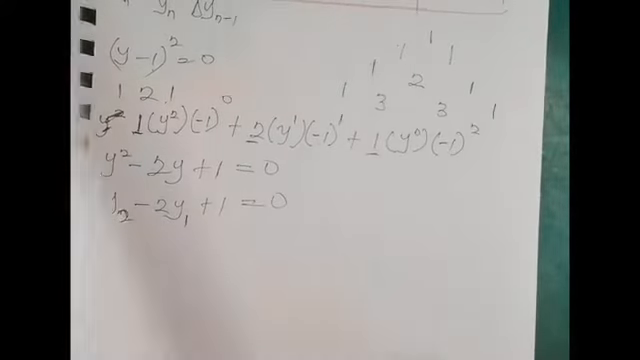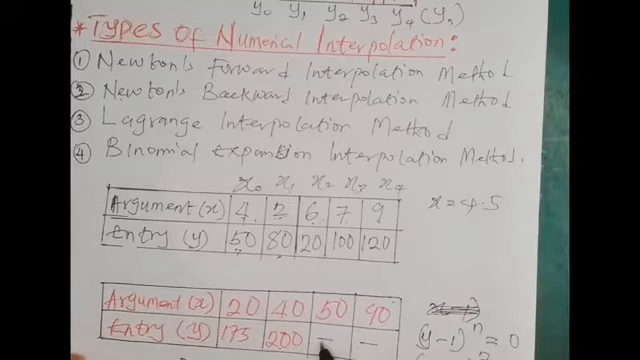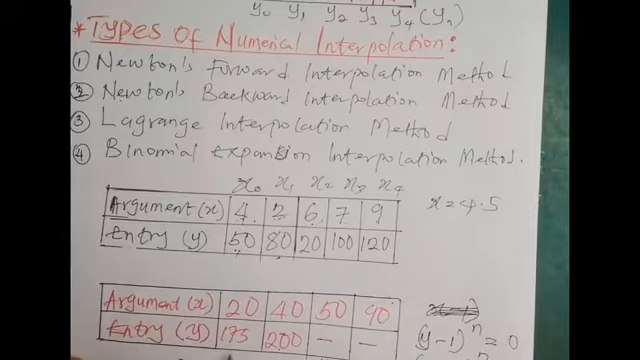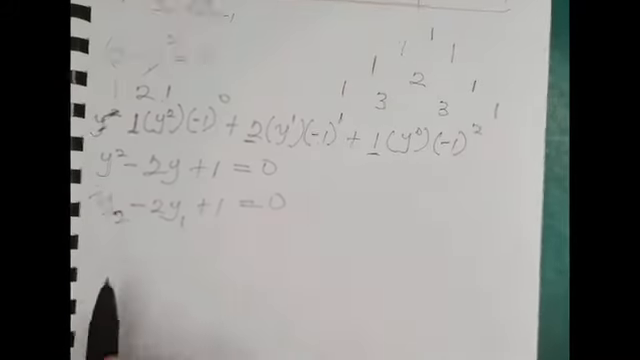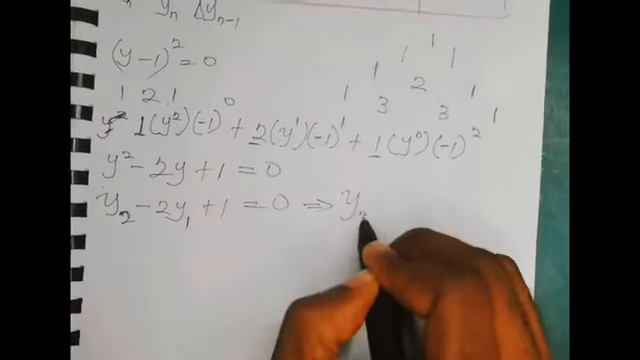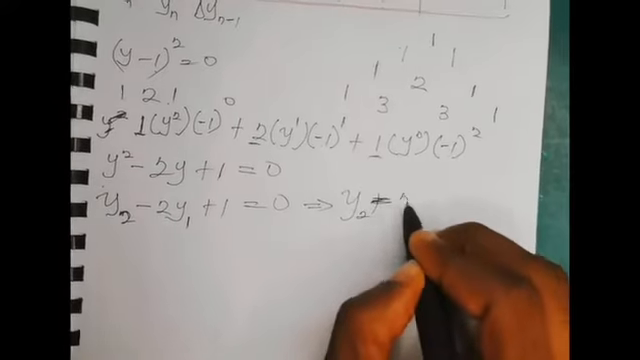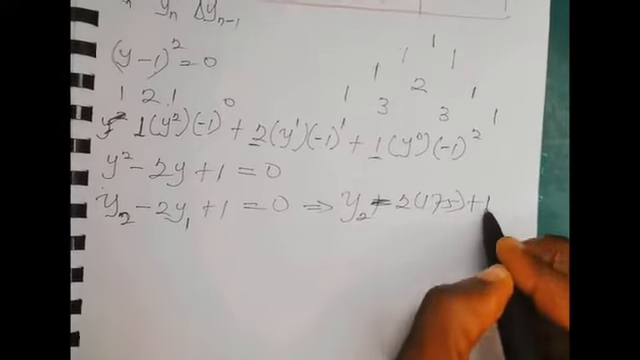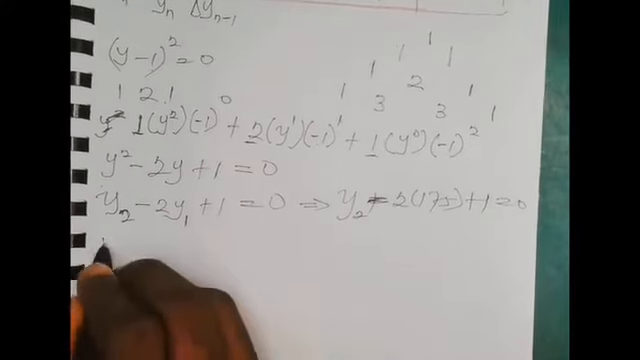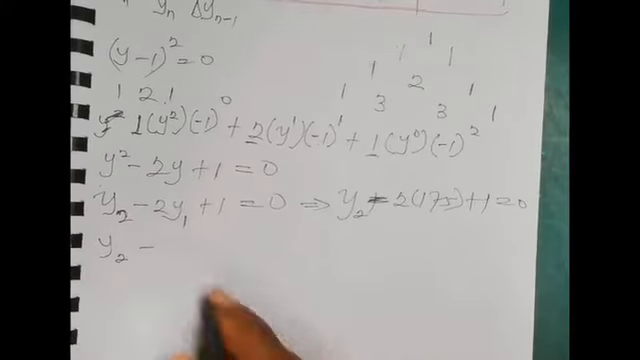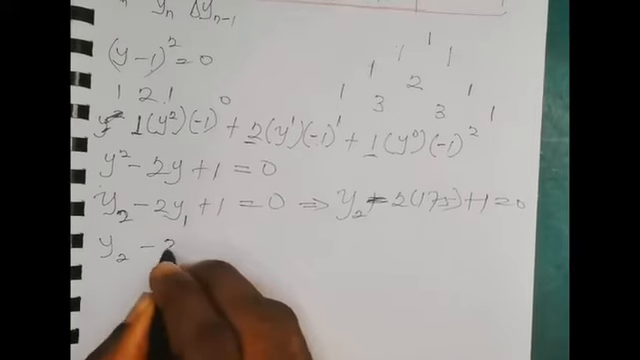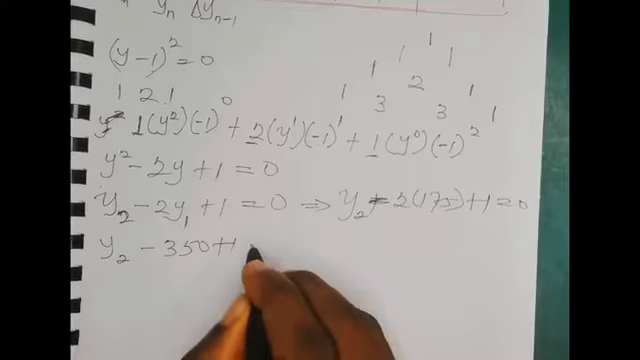So all you need to do is plug in the values of y2. Y2 is what we are looking for, unknown. Then we have y1. Y1 here is simply 175. So that simply means we have the value of y1. This equation can now be written as y2, unknown, plus minus 2 times 175 plus 1 equal to 0. So you're going to have y2 minus, let's obtain 2 times 175. So 2 times 175 gives us 350 plus 1 equal to 0.